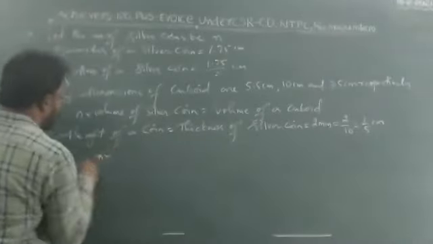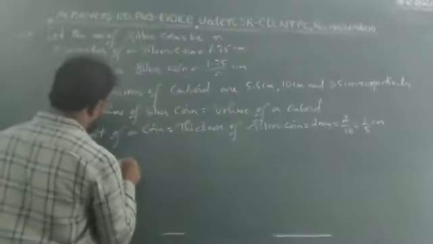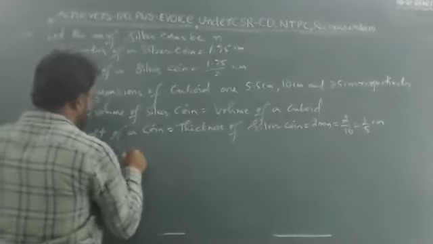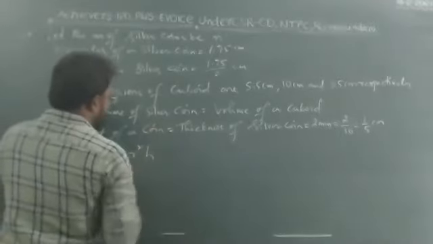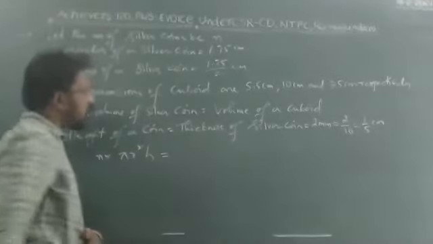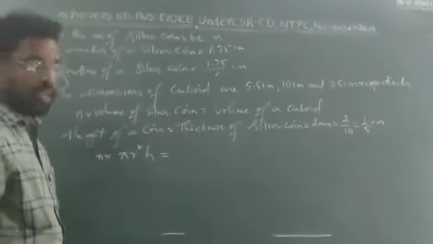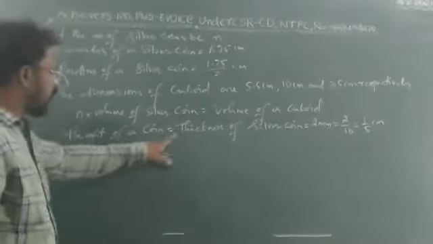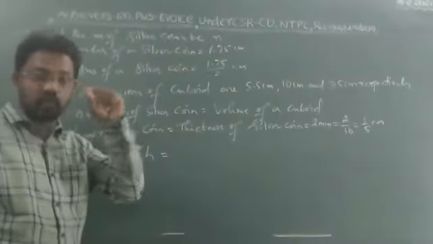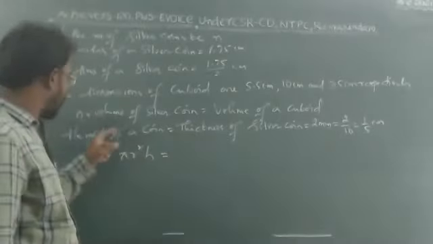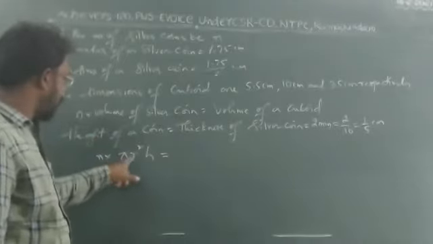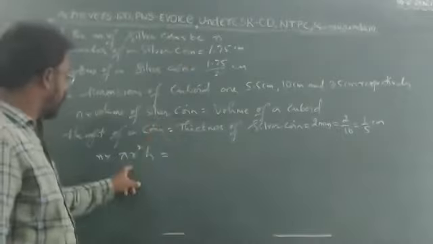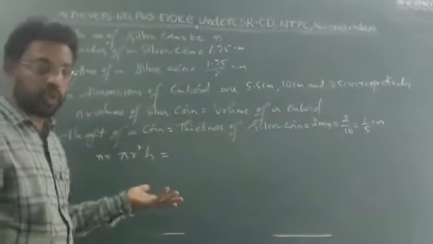Yes, N into volume of silver coin. What is the formula? Silver coin is in the shape of a cylinder, that is pi r square h. Height of a coin is nothing but thickness of the silver coin. R, the radius of the silver coin, we know already. And the pi value, we know that is 22 by 7.